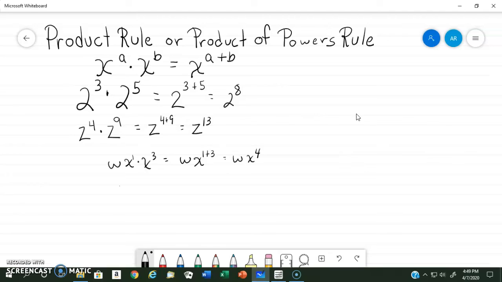And I can see that again if I have a number. I have 4 y squared times y to the 5th. The number doesn't have any variables with it, so we'll just leave it alone. And then my y's get multiplied together by keeping the base and then adding my exponents. So I get 4y to the 7th. And that is the product rule, or product of powers rule.